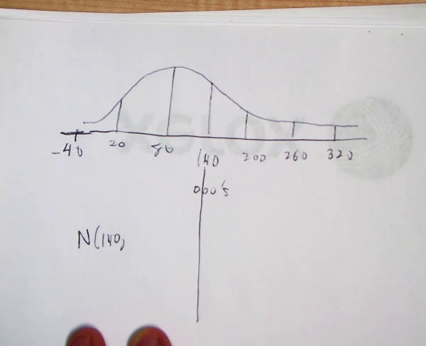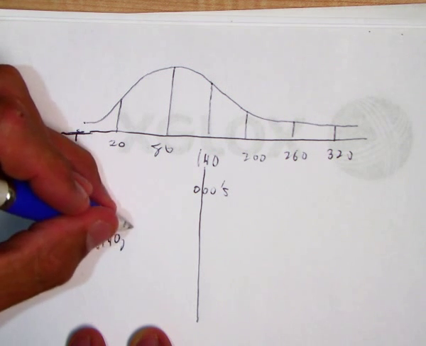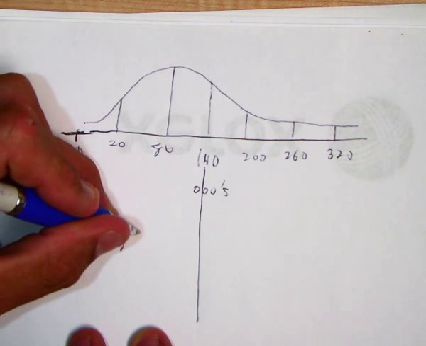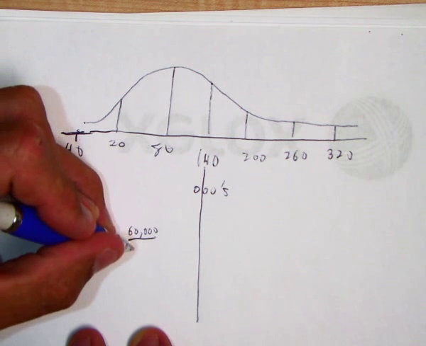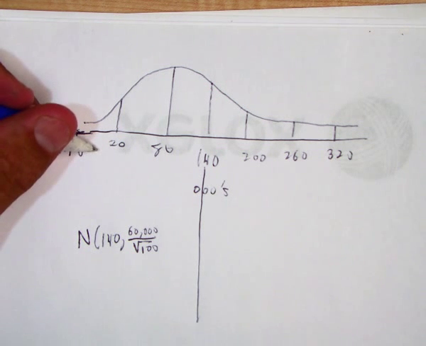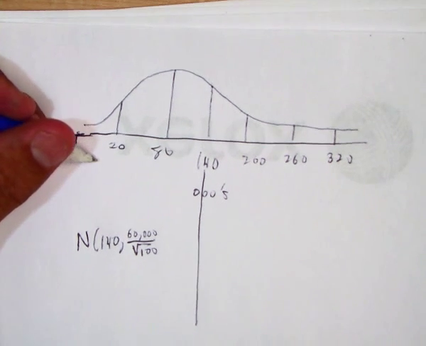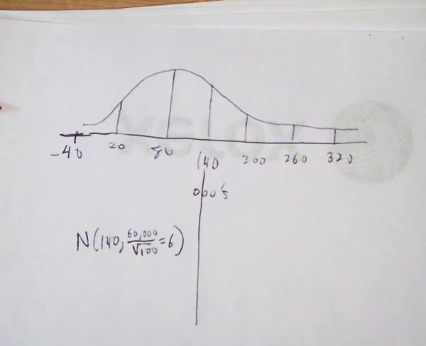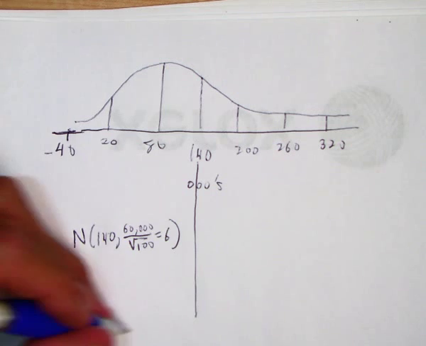And then what's the standard deviation going to be? Well, it's going to be 60,000 divided by the square root of n, which is 100. So really it's 60,000 divided by 10. Okay, so 60,000 divided by 10 is 6,000. So that is what our distribution is going to look like.